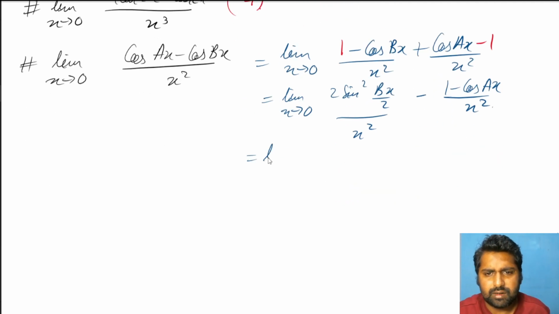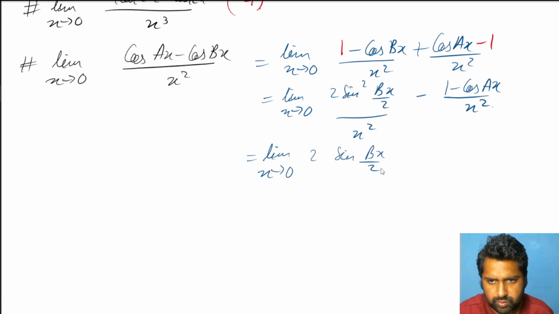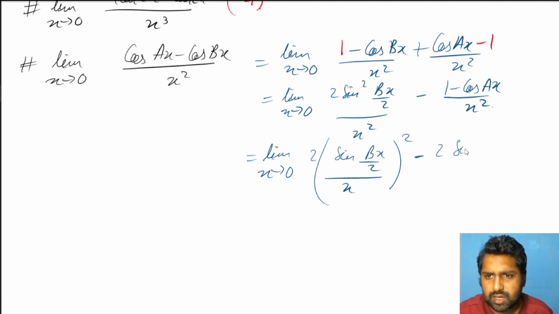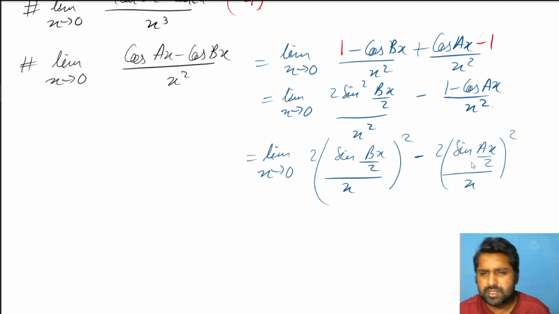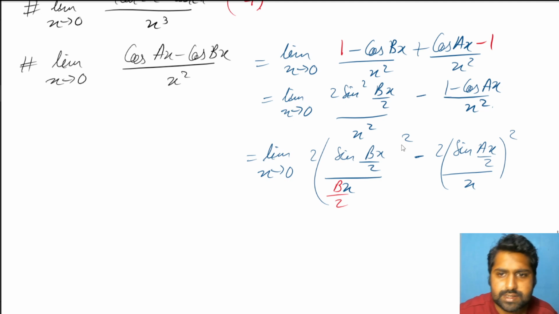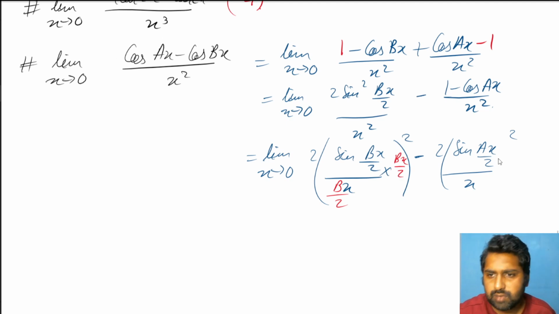Let's solve it. Limit x tends to 0, let's adjust sin bx by 2 upon x, first of all whole square, minus this 2 sin square ax by 2. Like this. Okay, pretty much both the expressions will look the same. Adjust it, we need bx by 2, so bx by 2 adjusted. If I am dividing it here, I need to multiply it also inside the square, so I'll multiply it by bx by 2 separately. The same thing happens here also. I need ax by 2, so I'll write a by 2 here.